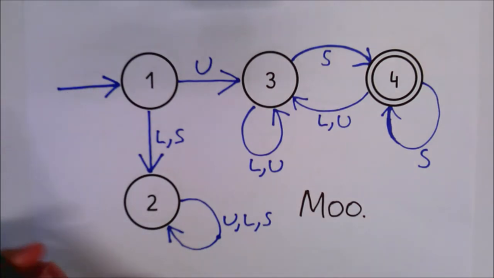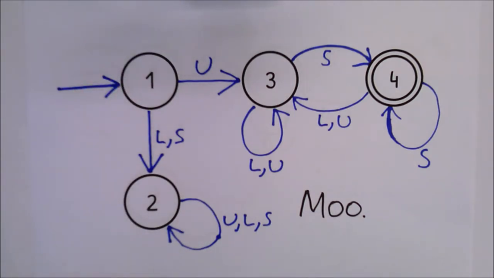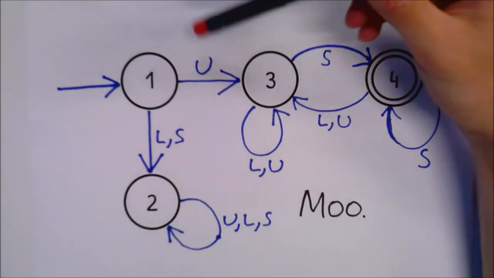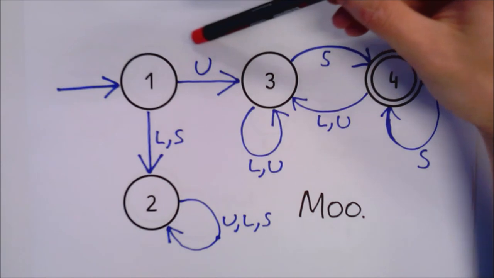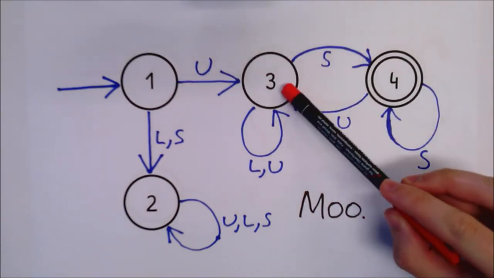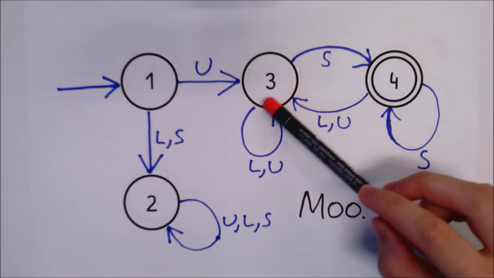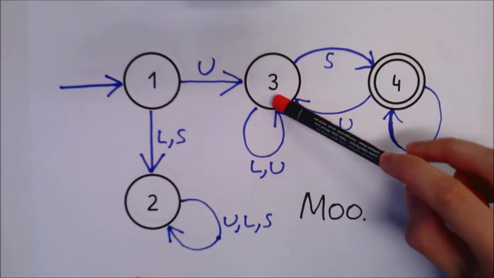Beginning from the start state, which is 1, we take each character in turn, following the transition for each one. The first character, M, is uppercase, so we follow the U transition to state 3. Then we have a lowercase o, so we follow the L transition, which loops around and back to state 3.